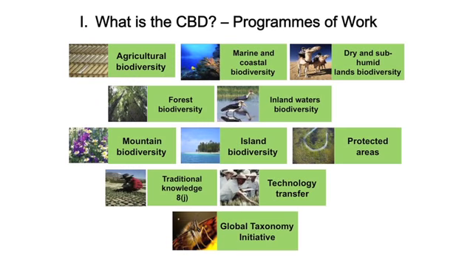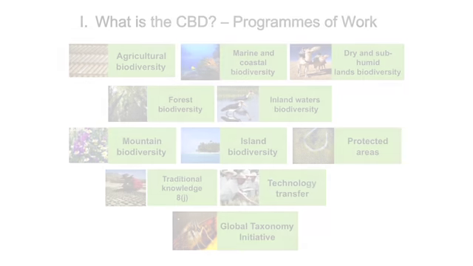How does the CBD function? Well, it functions largely through programs of work on different issues. There's a program of work on agricultural biodiversity, for example. There's one on marine and coastal biodiversity. There's one on islands, one on dry and subhumid lands. And then there's also one on forest biodiversity. And the work of the Secretariat with regards to REDD+ falls under the program of work on forest biodiversity.